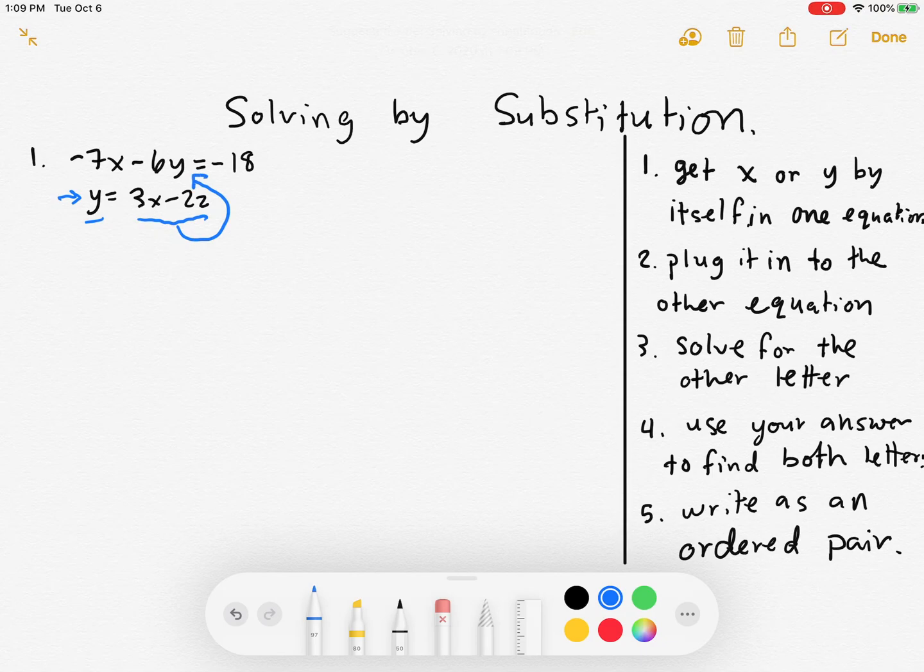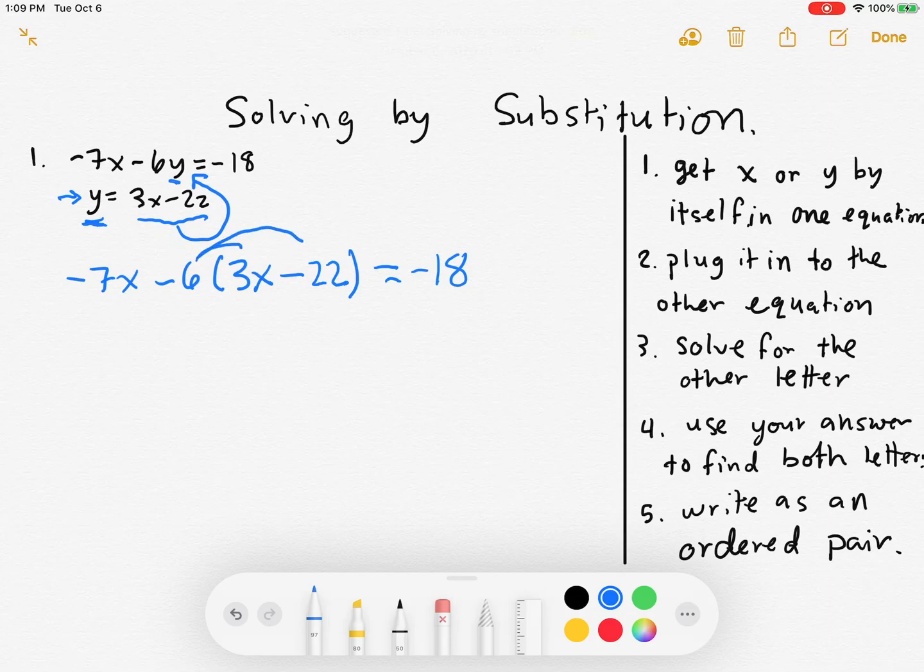So let's go ahead and write that out. Negative 7x minus 6 times (3x minus 22) equals negative 18. Remember, since these are related equations, the y right here is the same as this y. And since the lower y in the second equation is the same as 3x minus 22, we can replace it into the other equation. Let's go ahead and just finish solving.